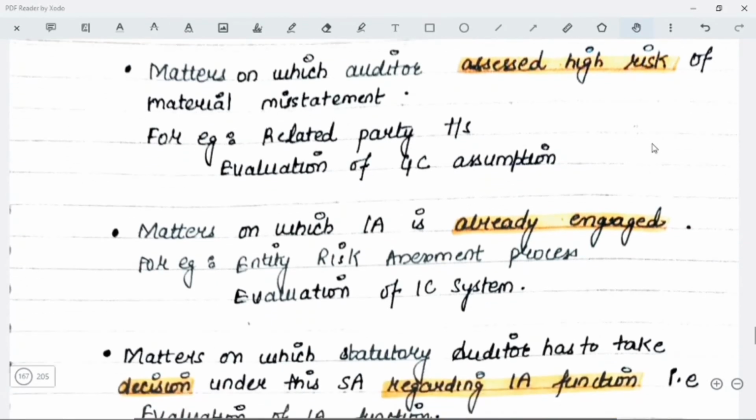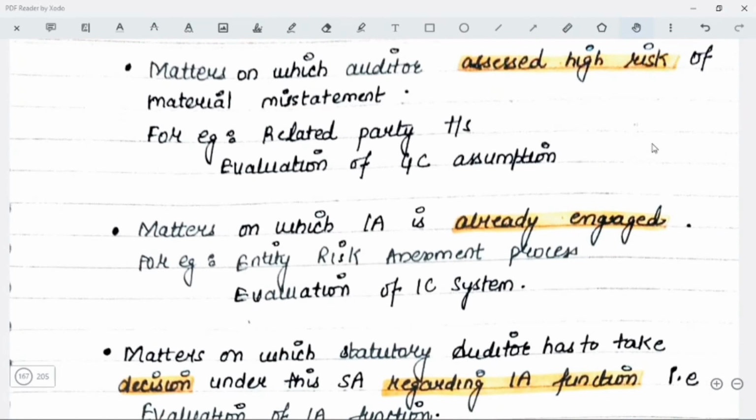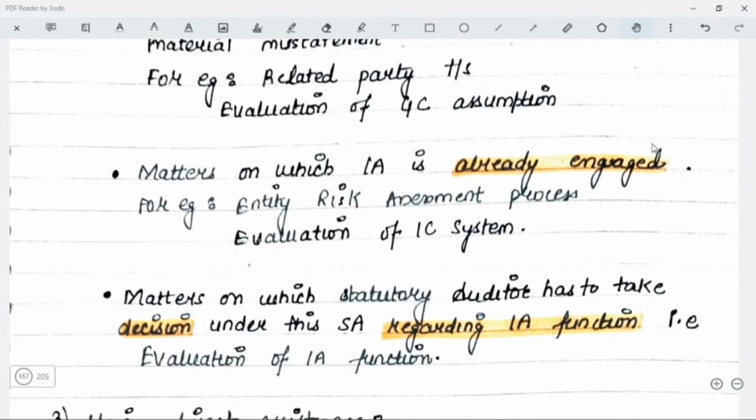Matters on which the internal auditor is already engaged, for example the entity risk assessment process and evaluation of the internal control system. Since he is already engaged in it, how can you say please check this work? No, you cannot take the direct assistance of him in case he is already involved in that particular work.